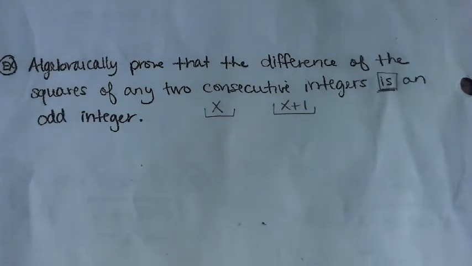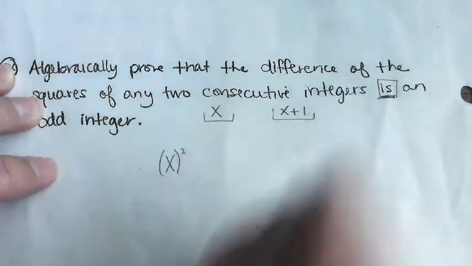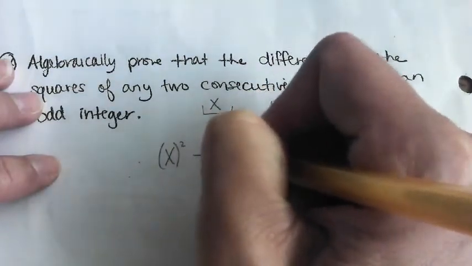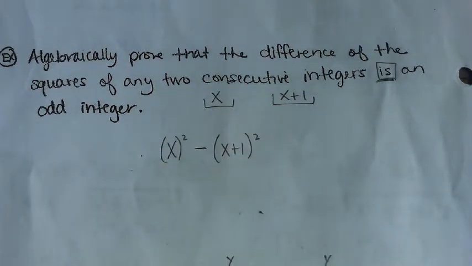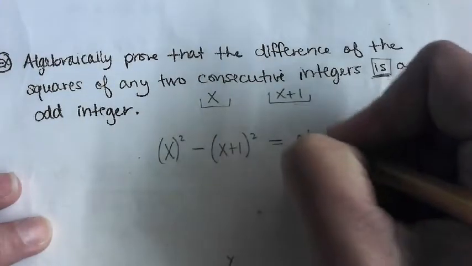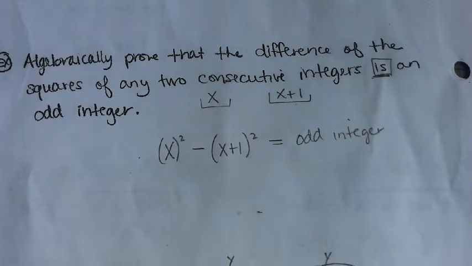So let's first of all make sure we can identify that consecutive. So we want to prove that the difference of their squares. So here's the square of the first one, just x squared. The difference, here's the second one's squared. So there's the difference of two consecutive integers squared. Does that make sense? Okay. We want to show that that is, so is means equals, an odd integer, which we'll get to in a second. I'm just going to write that that equals an odd integer.